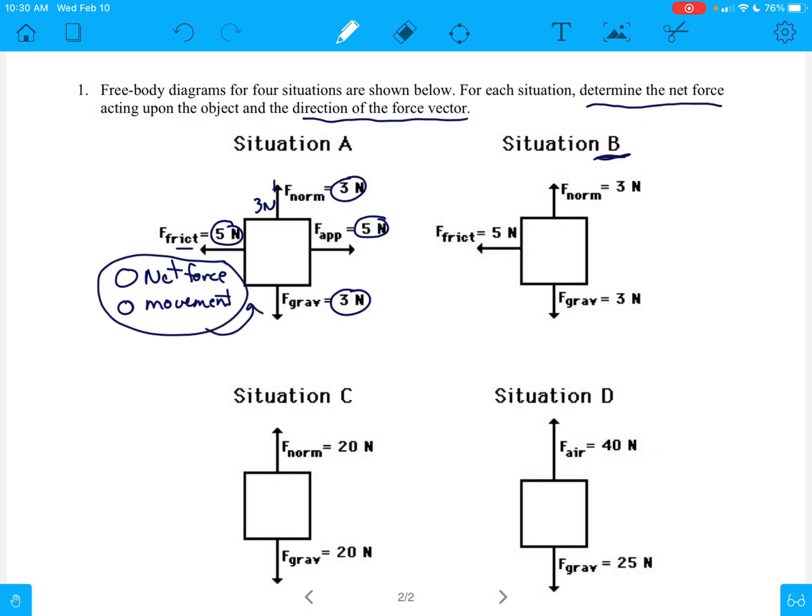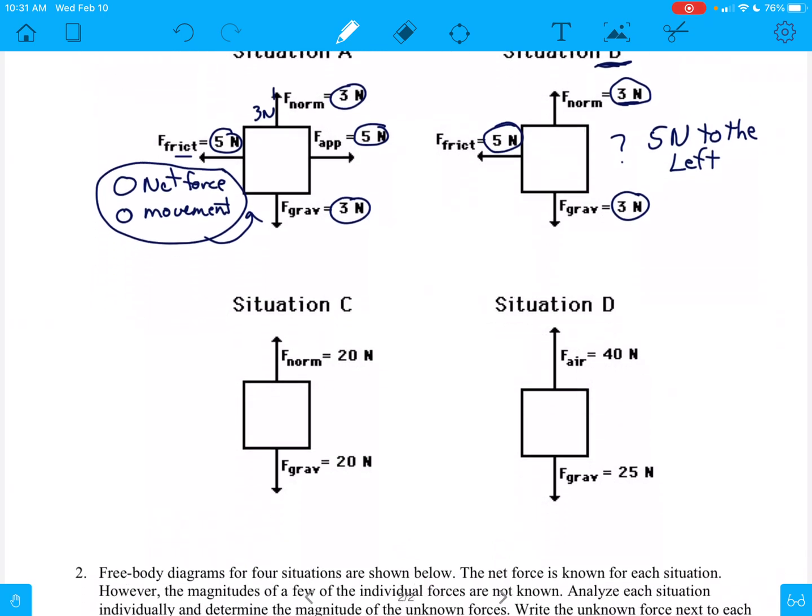Let's look at situation B. Let's go over here to this one. This one's got 3 newtons up, 3 newtons down. Is it going to be moving up and down? Nope, those are balanced. It has 5 newtons going in this direction, but I don't see any forces on this side, right? So you know what this thing's going to do? Which way is it going to go? It's going to move 5 newtons to the left. There it goes.